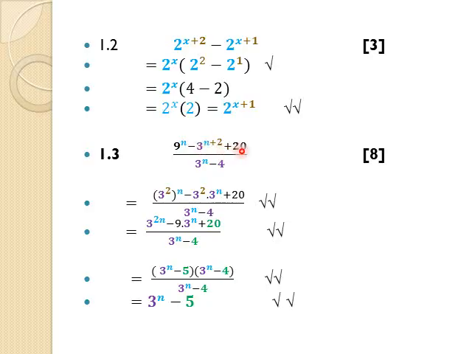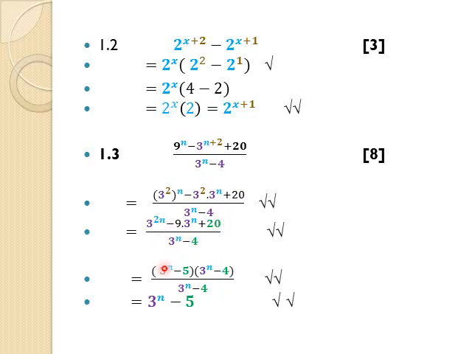Right, if we look at 1.3, I have 9 to the power n minus 3 to the power n plus 2 plus 20. I had to change it, there was an error. 3 to the power n minus 4. So this one is slightly different from the one you see in 1.3. So there 3 to the power 2 is a prime base. There I can split, so I write that as 3 to the power 2 times 3 to the power n, and 20 simply stays. So 2 times n would give me 2n. 3 squared gives me negative 9 times 3 to the power n plus 20, and I have 3 to the power 2n minus 4.